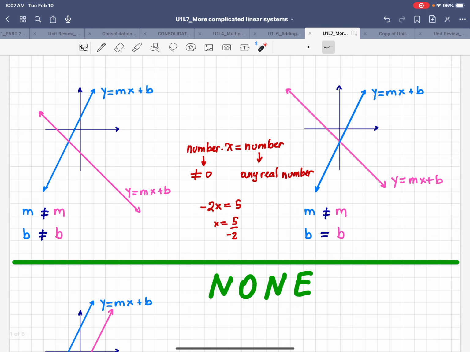Now, if the number on the right happens to be 0, that's okay too, because you would have 2x equals 0, x equals 0 over 2. That means that the x-coordinate at the point of intersection will be 0, which means that this is going to be on the y-axis. The point of intersection will be the y-intercept. So that is still one solution.